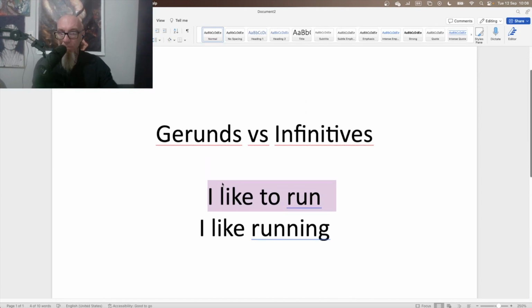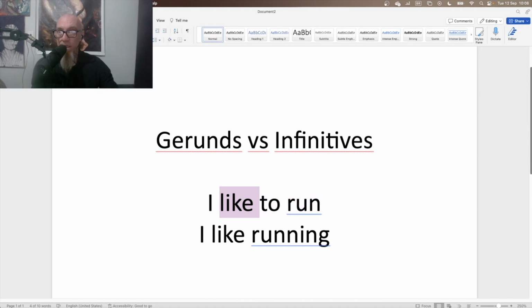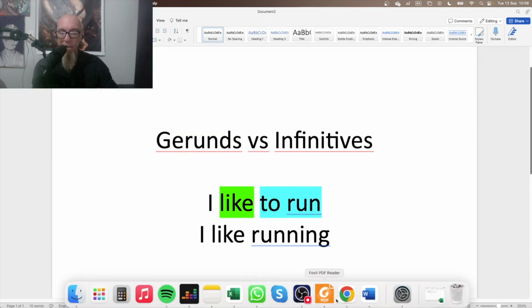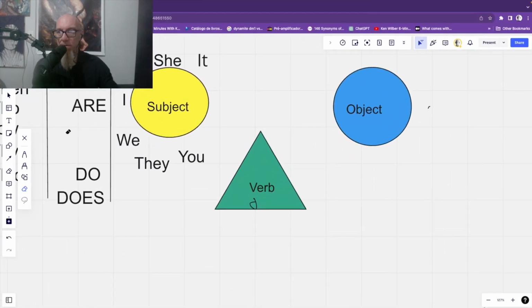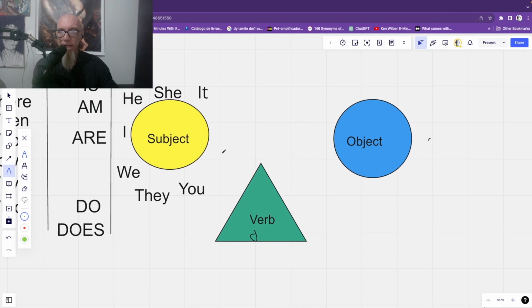The answer is simple. The answer is one. This is my verb, and I only have one verb in the sentence. What is this? The infinitive. It's an action, yes, but it's the object of the sentence. So when we look at our subject, verb, and object, if I say, for example, I run, right?